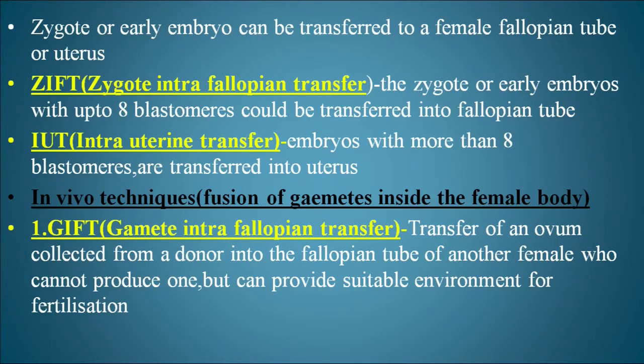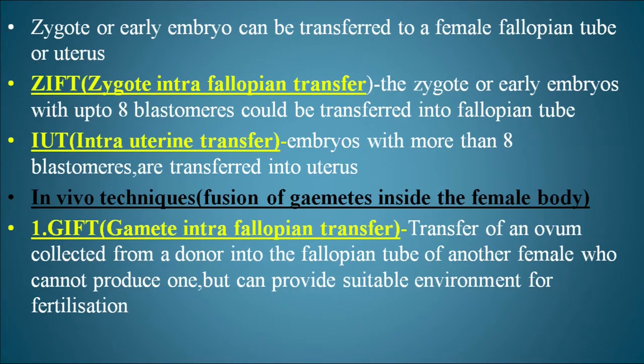ZIFT, zygote intrafallopian transfer. The zygote or early embryo with up to 8 blastomeres can be transferred into the fallopian tube. IUT, that is, intrauterine transfer. Embryos with more than 8 blastomeres are transferred into the uterus. These were the in vitro techniques, that is, they are performed in a test tube.